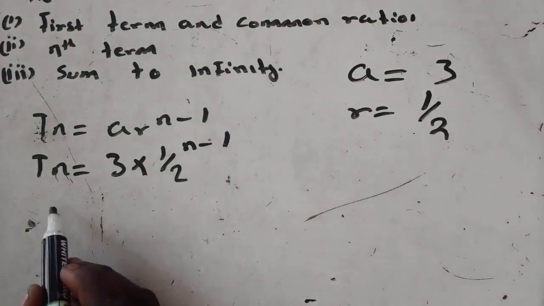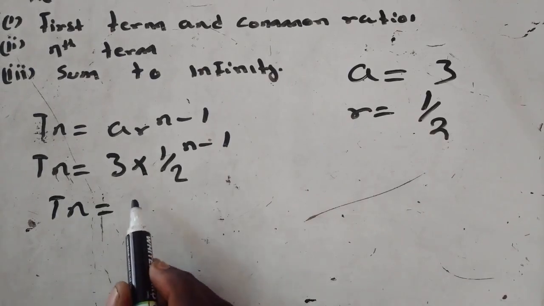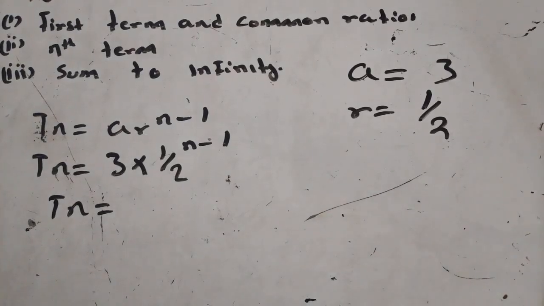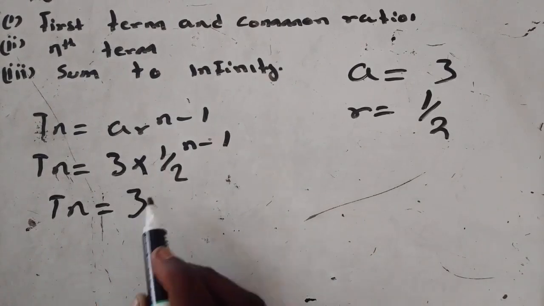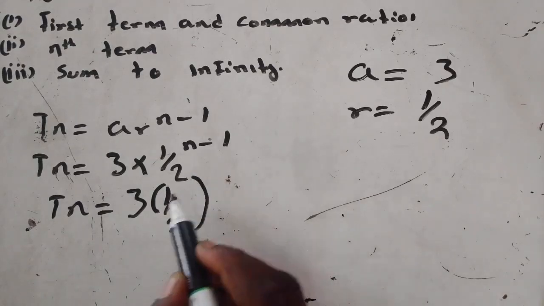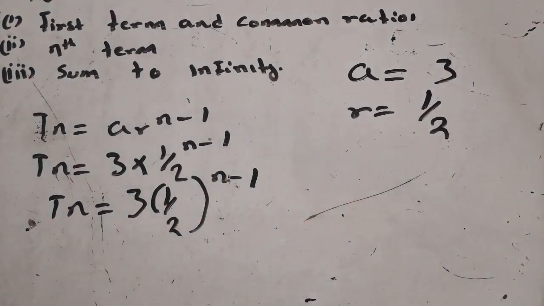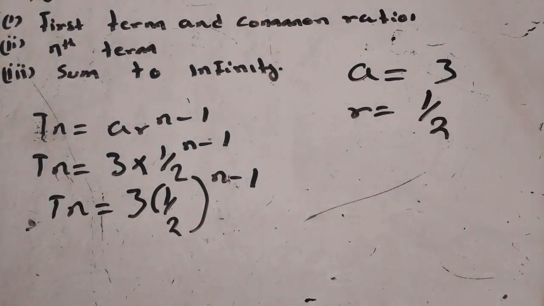So our Tn is equal to 3 multiplied by 1 over 2 to the power n minus 1. So this is the nth term. This had 2 marks and the first one had 1 mark. So let's now find the sum to infinity.